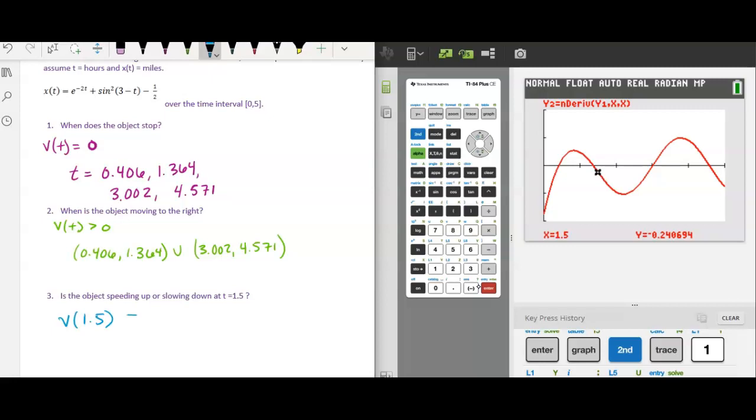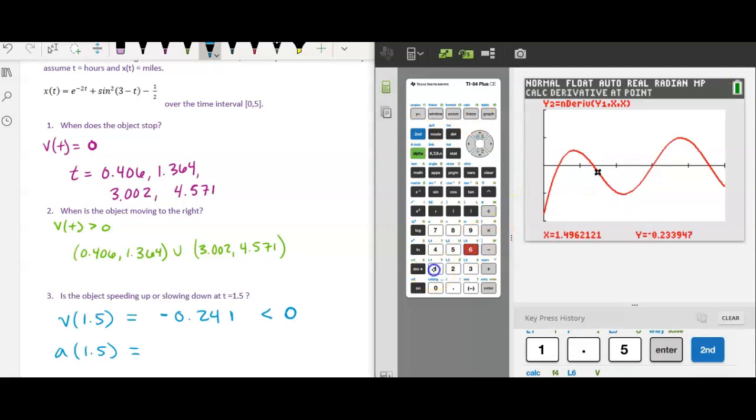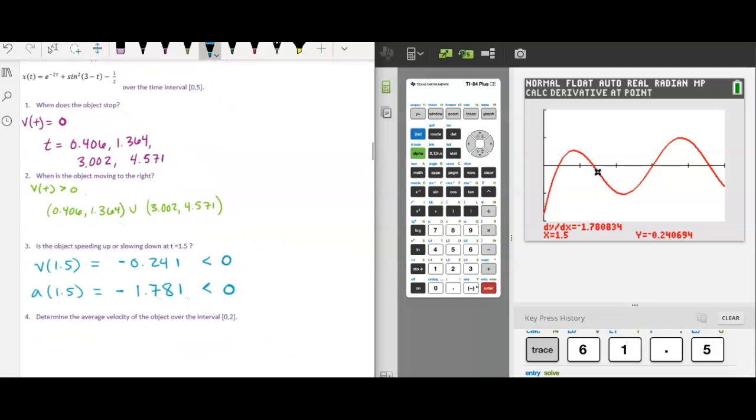Let's write what it actually is. Negative 0.241, so that's less than 0. And the acceleration at 1.5 is the derivative of velocity at 1.5, so I can go to second trace number 6, calculate the derivative at x equals 1.5, and we can see that the derivative is also negative. And when velocity and acceleration have the same signs, the particle is speeding up.